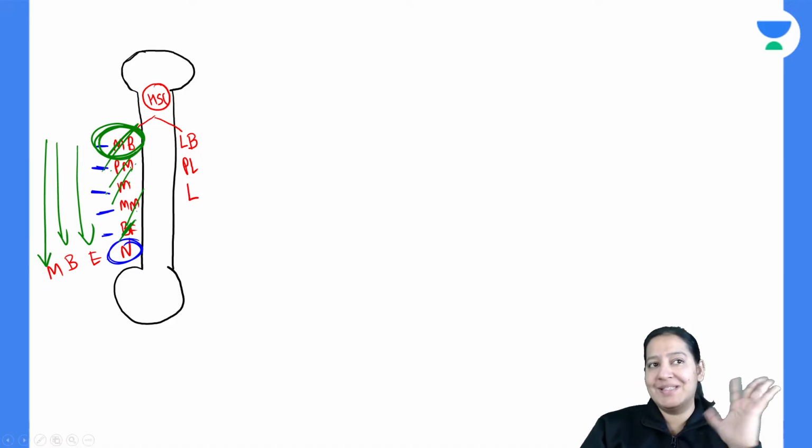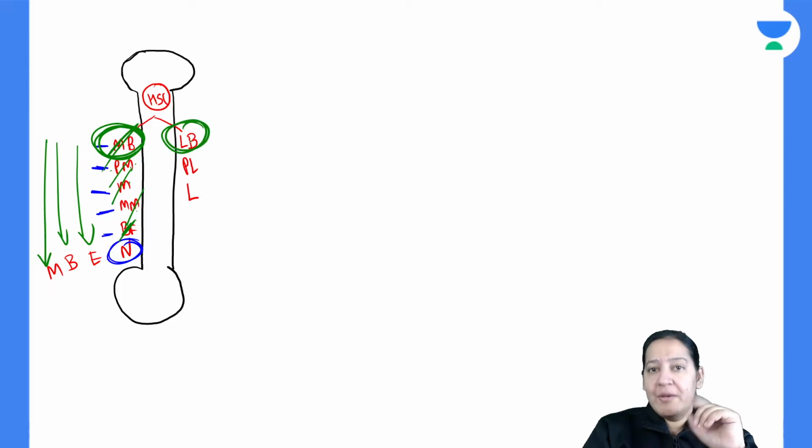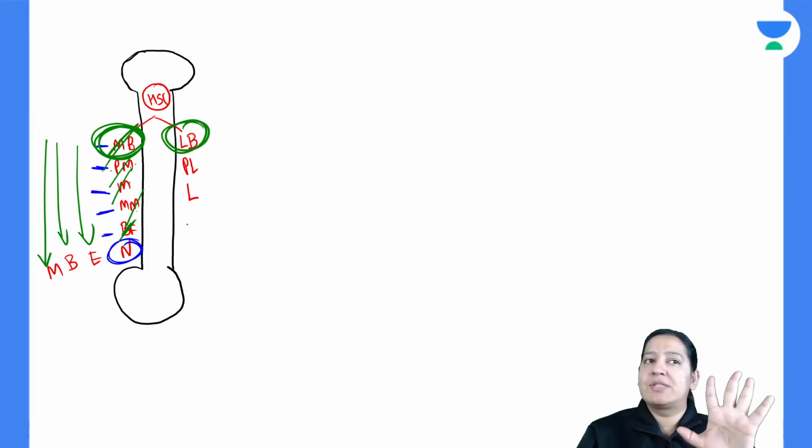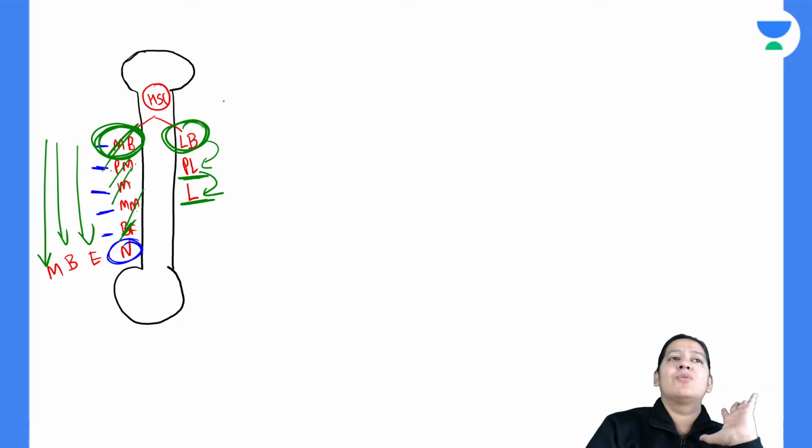This is the myeloid series. Now look the other way around. The first cell is lymphoblast. Lymphoblast forms only one cell, lymphocyte. So lymphoblast converts into prolymphocyte and prolymphocyte converts into lymphocyte. Have you got it? And this series is known as the lymphoid series.